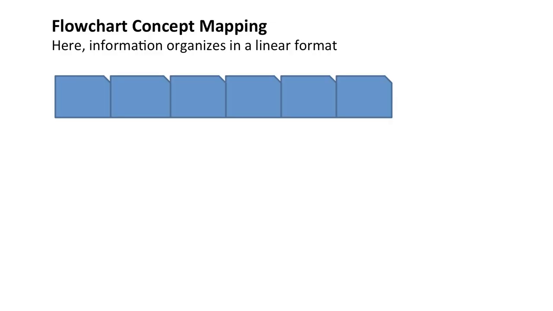Then this concept mapping can also be in the form of a flowchart, which is linear. One by one, we can go from one concept to another, which is linked in a linear fashion. First we come to the first concept, then we come to the second concept, then the third concept, and then the fourth concept, and so on.